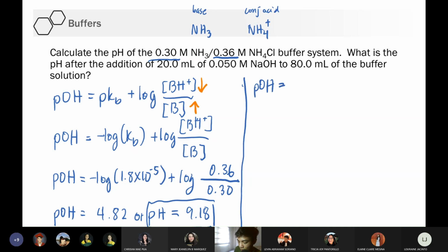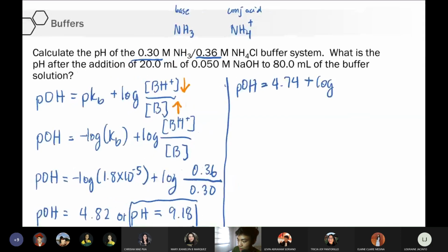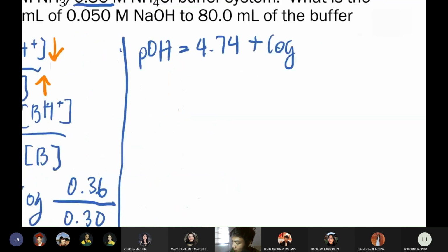Itong pKa is, lagay ko na lang siya as 2 decimal places. So that's 4.74 plus log ng conjugate acid and the base. So remember kanina, the conjugate acid is 0.36, the base is 0.30.